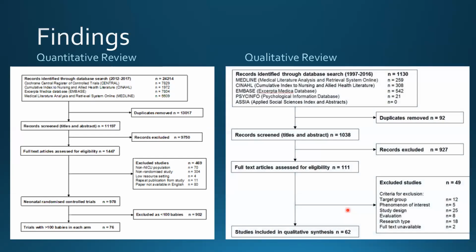And for the qualitative review, we identified just over 1,100 studies after removing duplicates, and then we screened 1,038 records on title and abstract, excluded 900, and we were left with 111 assessed for eligibility at full text. When those were screened again using the same criteria as title and abstract screening, we were left with 62 included studies in the qualitative synthesis.